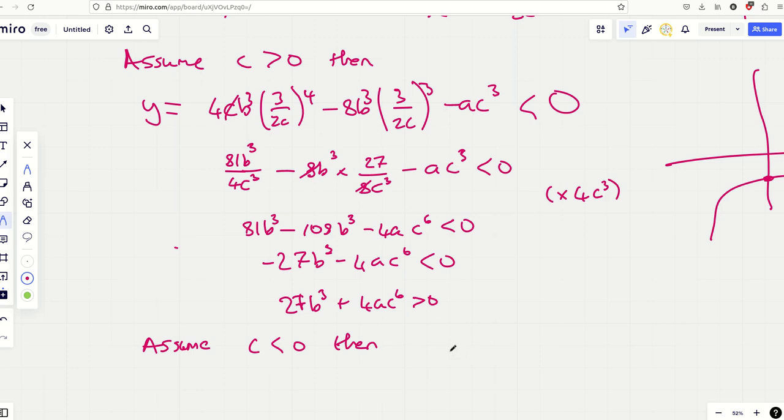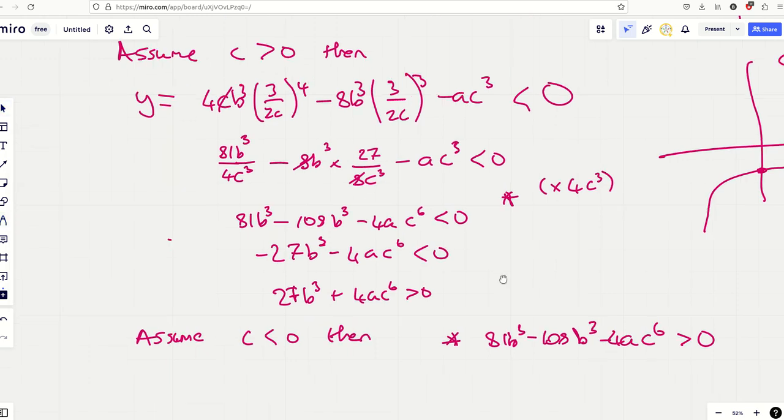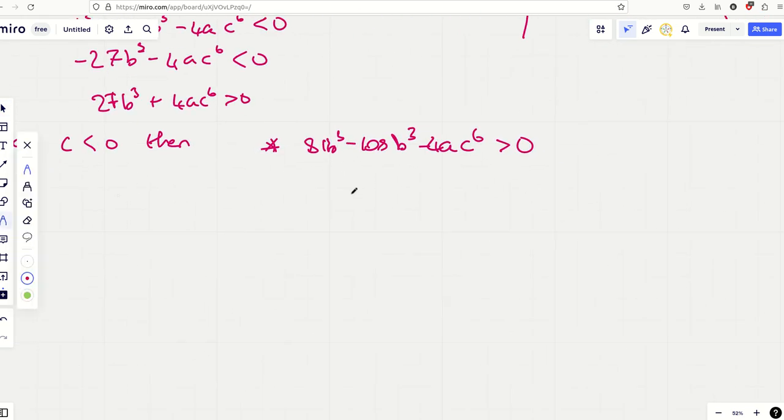When did we start using these results? Maybe when I multiply through by... Let's just star that bit here and say, then from here, when you multiply through by 4c cubed, you're going to get 81b cubed minus 108b cubed minus 4ac to the 6. Well, that's now going to be greater than 0 because you're multiplying by a number which is negative. But, of course, at the end, it all sorts itself out, because what do we get now? Let's have a little look.